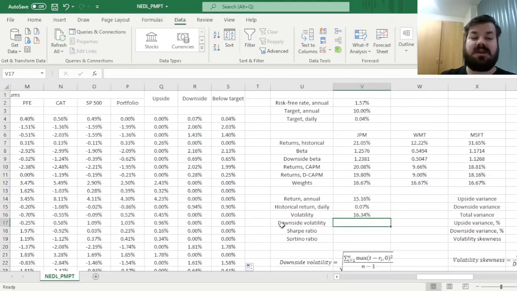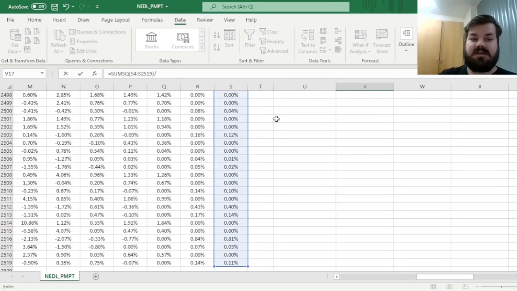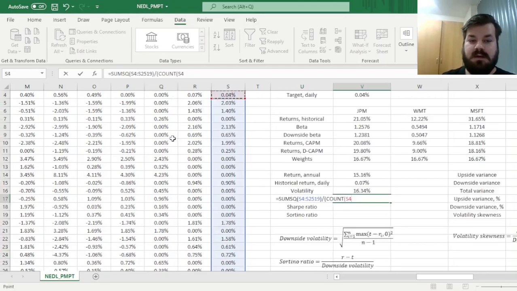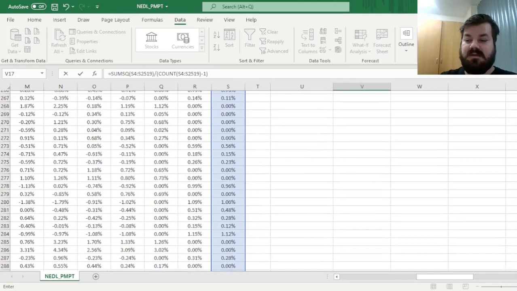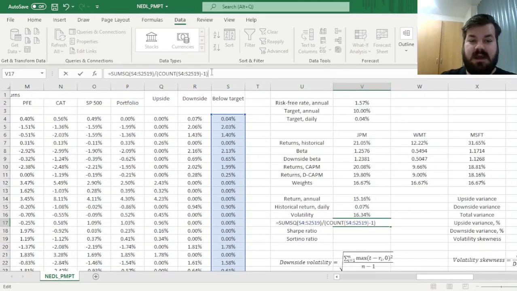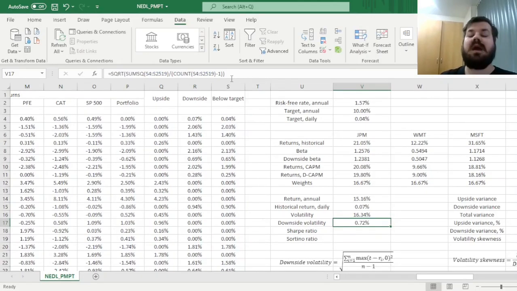So for the downside volatility, what we need to do is sum squared our underperformances below the target, which take target annual return and target daily return respectively, and then we have to divide it by how many observations we've got minus 1. That would give us the variance for this underperformance below the target, and to get the volatility, we can obviously take a square root. And that would give us daily downside volatility.